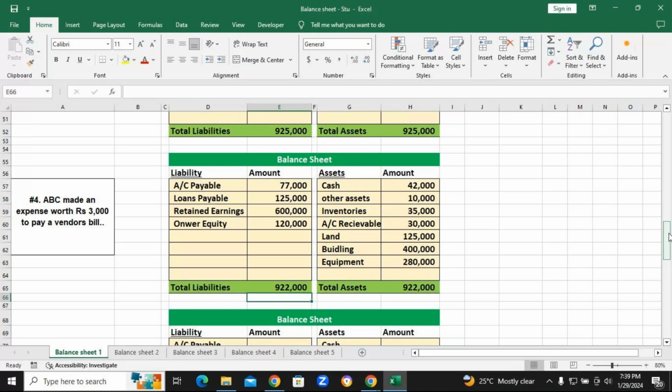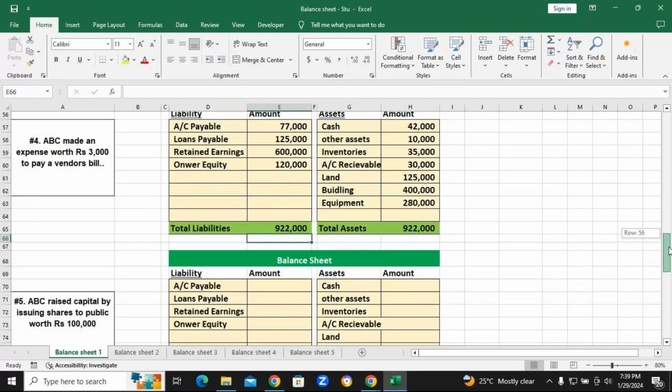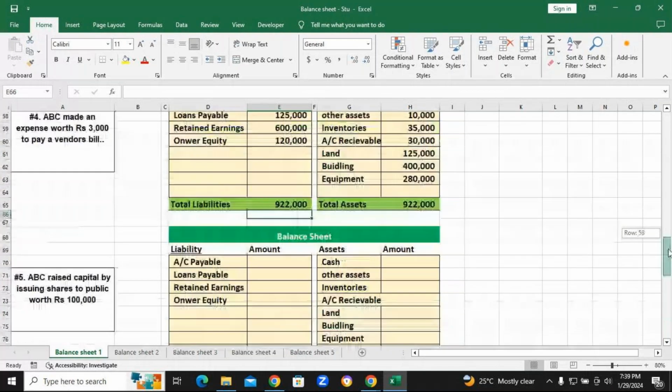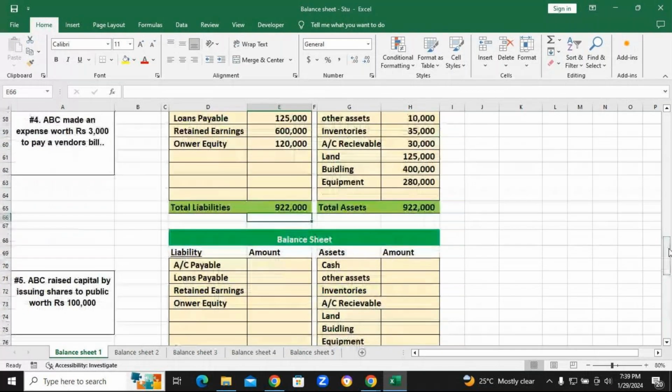If anywhere you are finding it stuck or you did not get it, please do tell. I'll explain it. In this fourth, fifth, sixth, and seventh, these four I asked you to solve. Fourth one I have done. Fifth, sixth, seventh, three more balance sheets you need to solve.